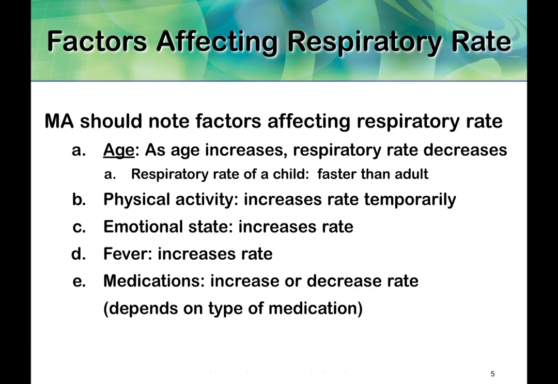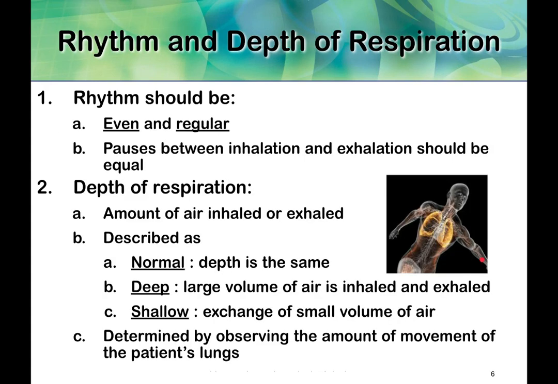So there are factors that affect the respiratory rate. Age. As our age increases, the respiratory rate decreases. So children breathe many more times during a minute than an adult does. Obviously, physical activity will increase our respiration rate temporarily. Emotional state as well. Fever increases respiratory rate, and there are some medications that can increase or decrease the rate of respiration. The rhythm should be even and regular.